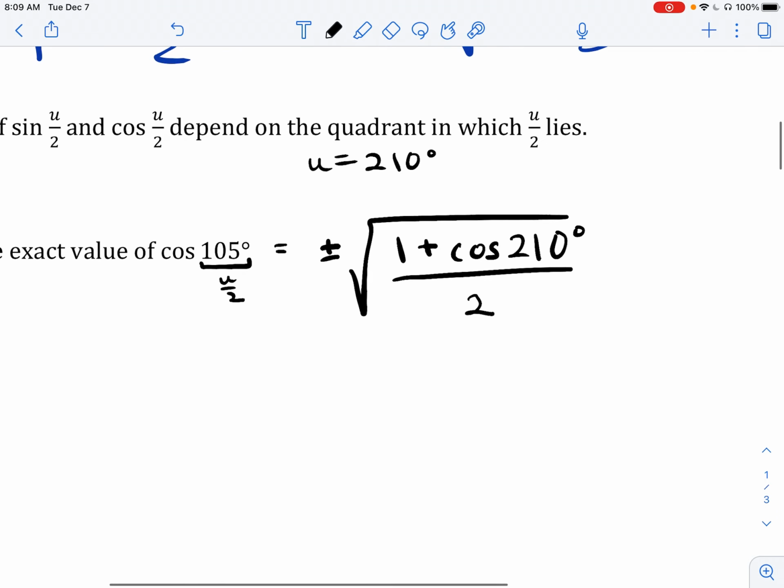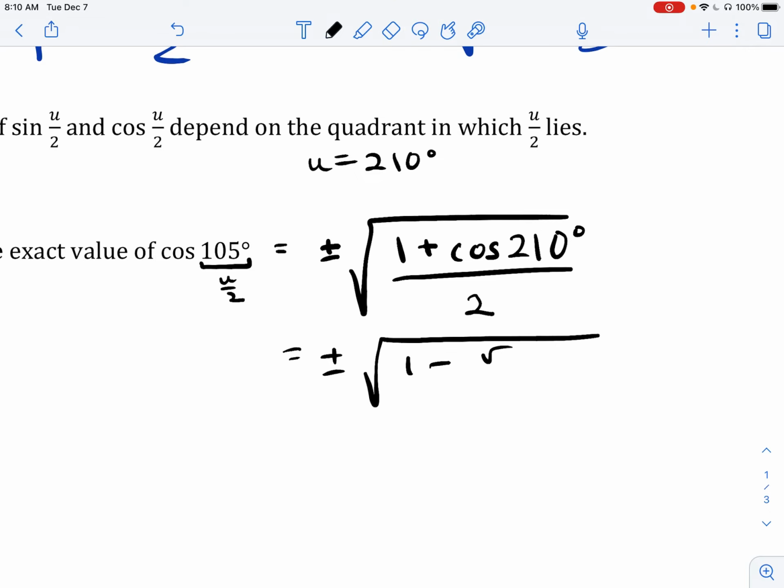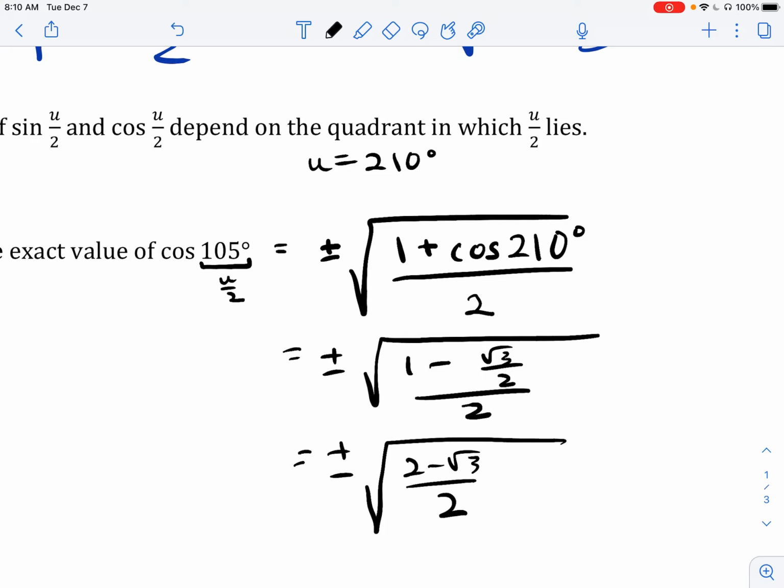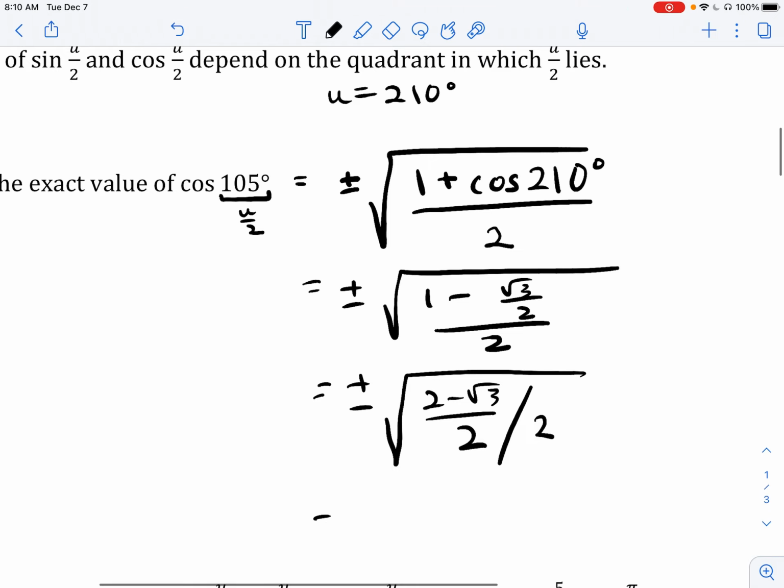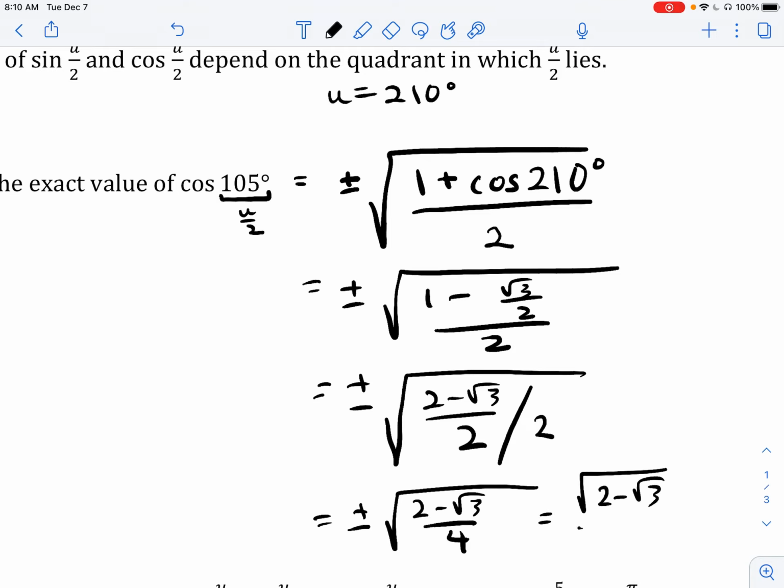So now from here, I'm just going to evaluate. I'm going to say plus or minus the square root of 1 plus, and what is cosine of 210 degrees? Well, that would give me negative root 3 over 2. So let me write 1 minus root 3 over 2, all of that over 2, and this is all in the square root. Let's clean this up a little bit. In our numerator, we can write this as 2 minus root 3 over 2. And we're dividing all of that by 2, which allows us to write plus or minus the square root of 2 minus root 3 over 4, which can be cleaned up as root 2 minus root 3, all of that over 2.